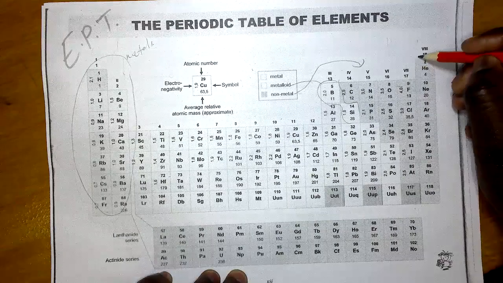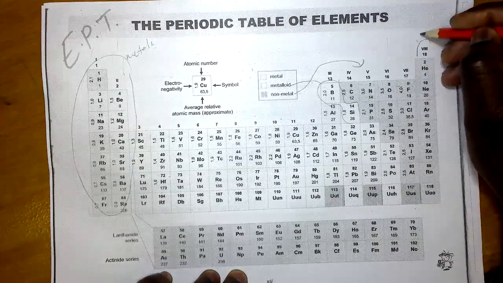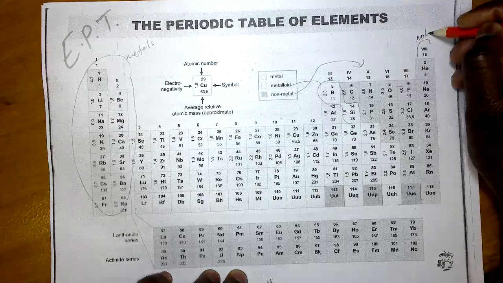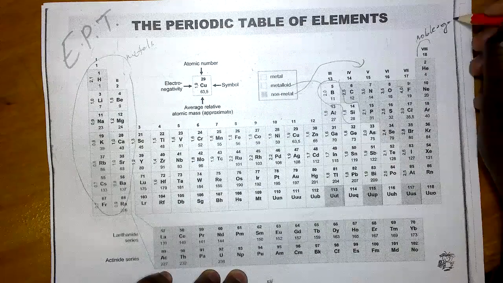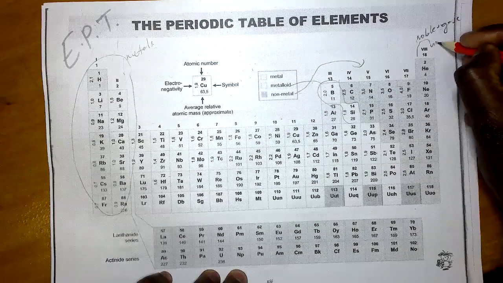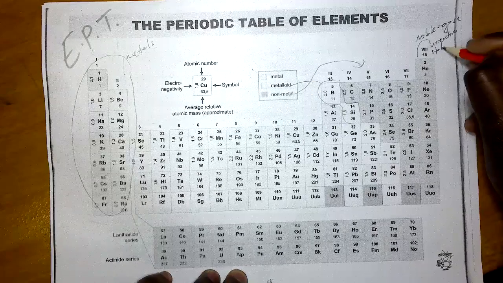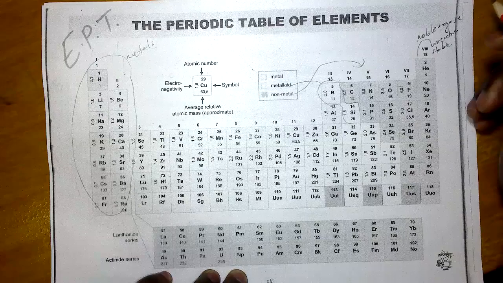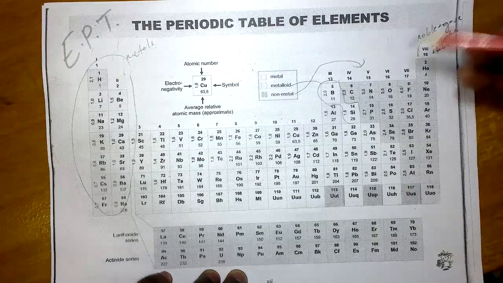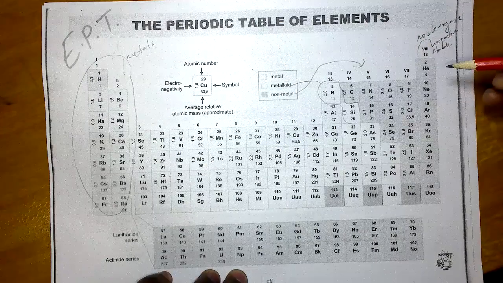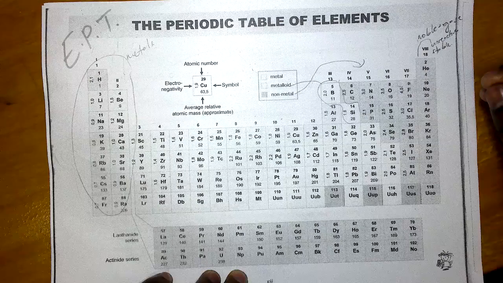Now on this last part here, we call these noble gases, and these are unreactive. Unreactive, because they are very much stable. They are stable. Why? Because the outer shell is filled with electrons. I will explain to you what I mean by that.